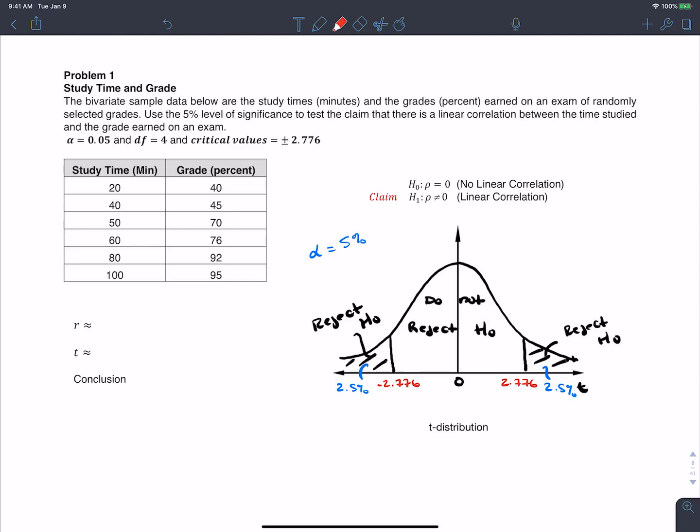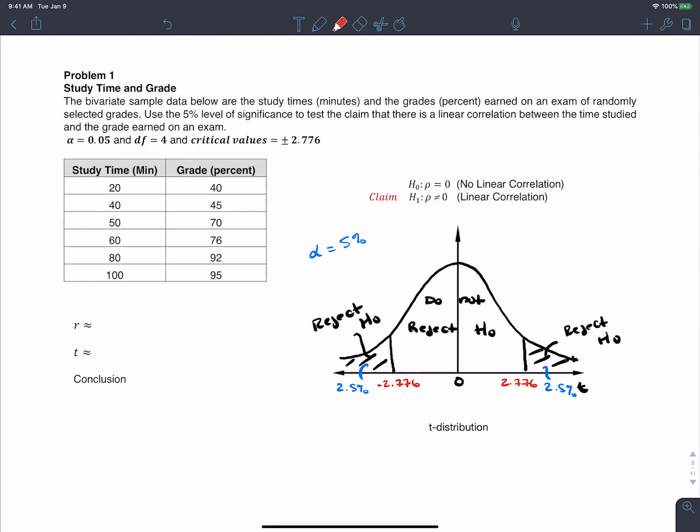So the bivariate sample data below is study times in minutes and the grades in percent earned on an exam for randomly selected grades. Use the 5% level of significance to test the claim that there is a linear correlation between the time studied and the grade earned on an exam.